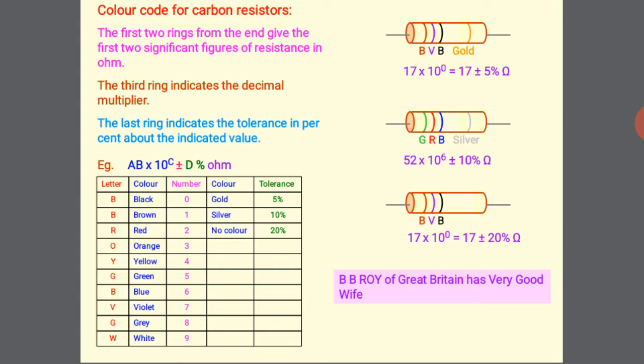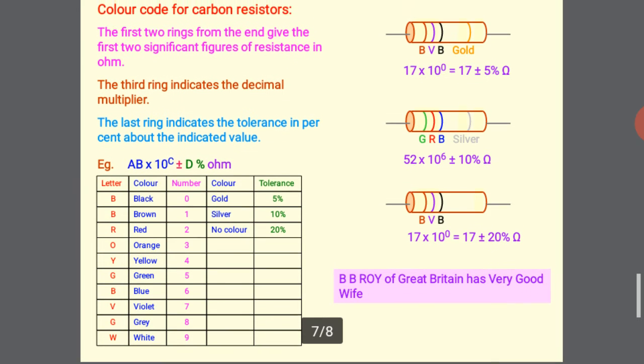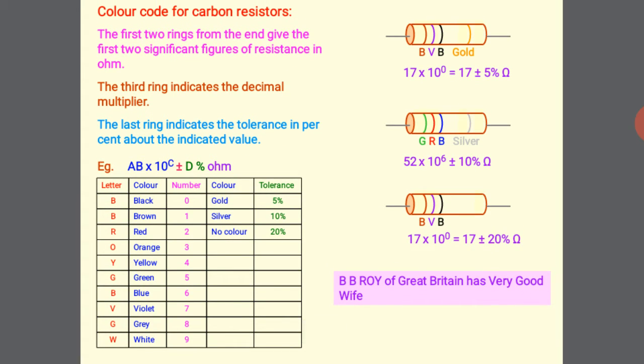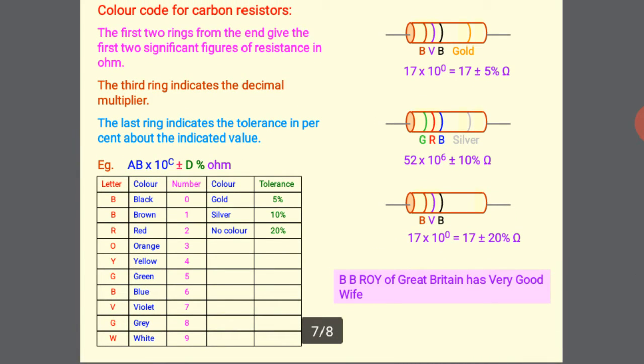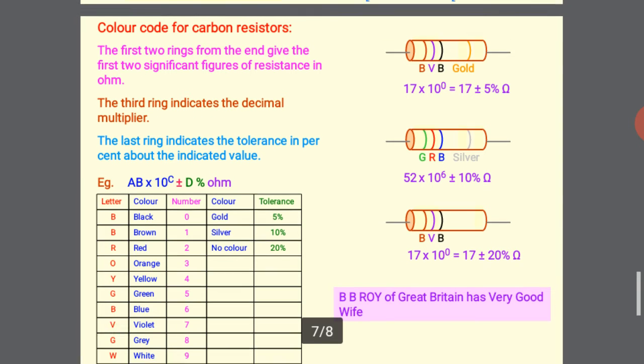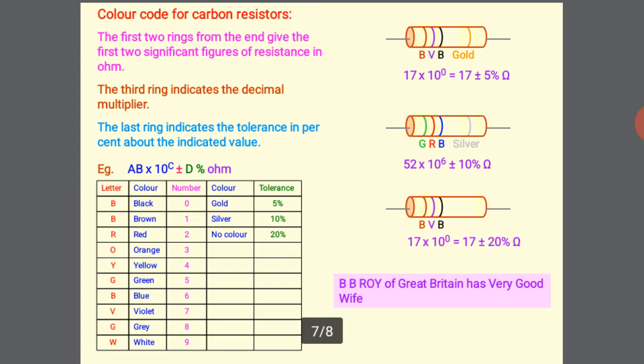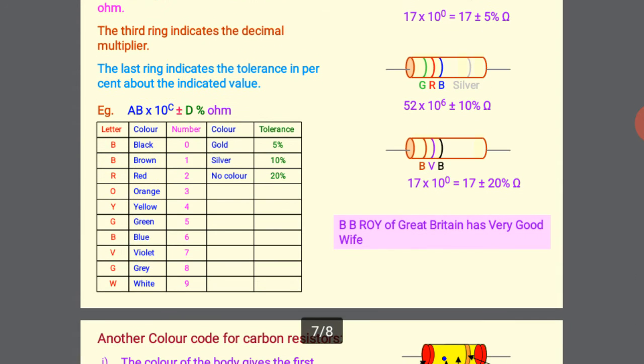Similarly, in the second case, the color codes are G, R, B and silver. The value of green is 5 and that of red is 2 and blue is for 10 to the power 6 and the fourth color is silver, so it is plus minus 10%. So to memorize this, we can memorize B.B. Roy of Great Britain has very good wife.